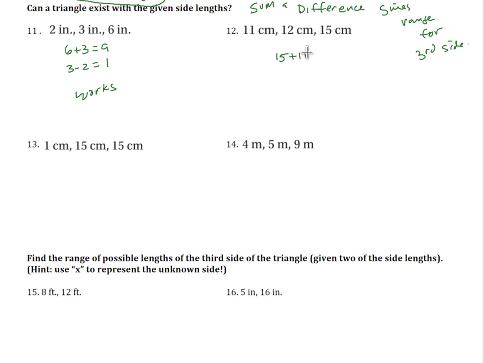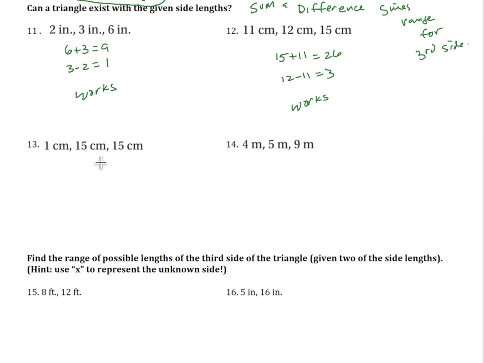Looking at number 11, same idea. 15 and 11 is 26. All the numbers are less than 26. If we look at 12 and 11, that gives us a 23. All the numbers are less than 23, so we can also make a triangle there.